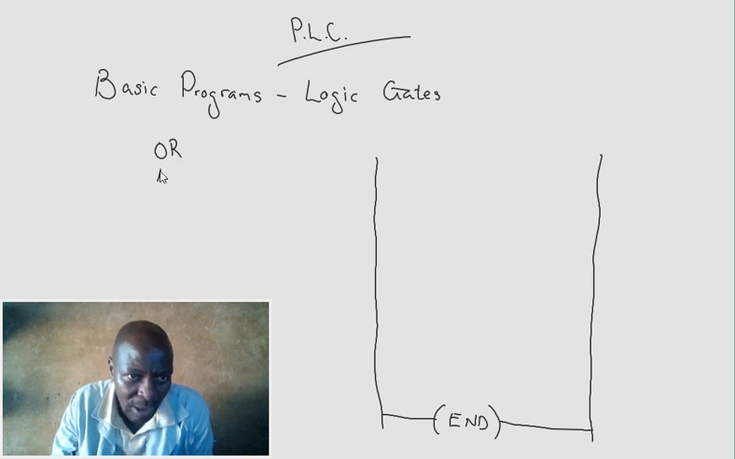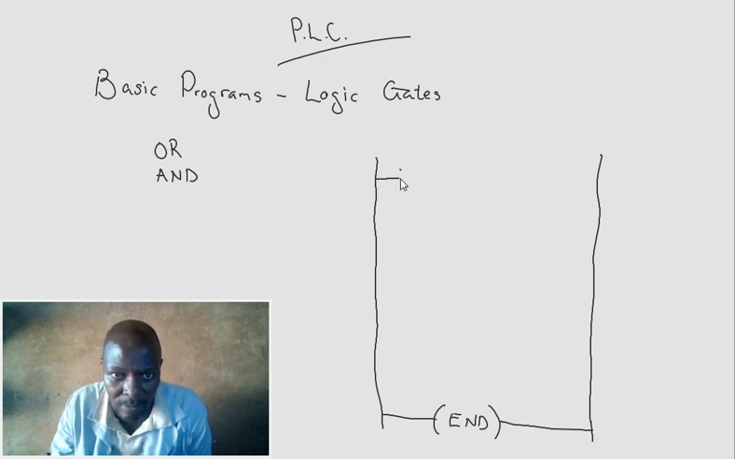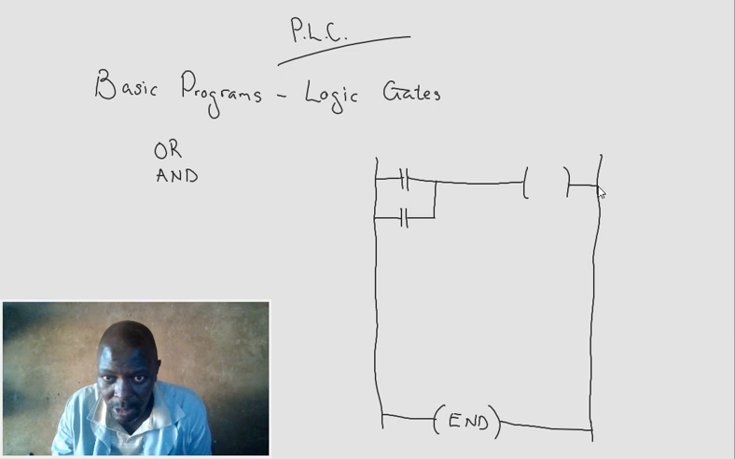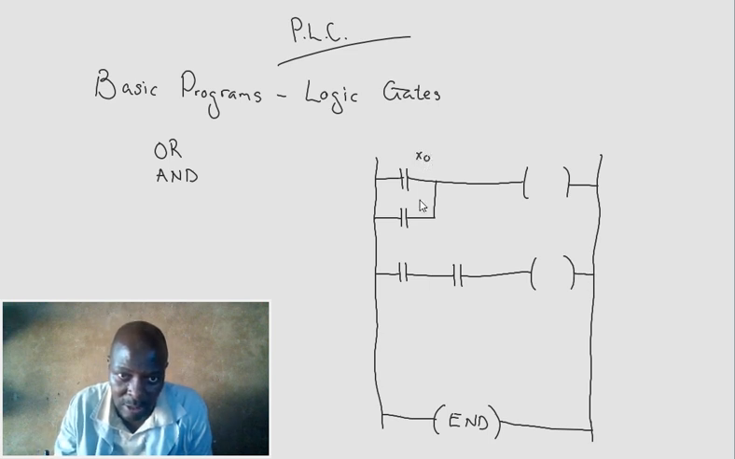At the AND. Now what I'm gonna do, we said our OR was a parallel set of contacts that drove our output, and we said our AND was a series set of contacts. Okay, now let's name this X0, X1, X0, X1.